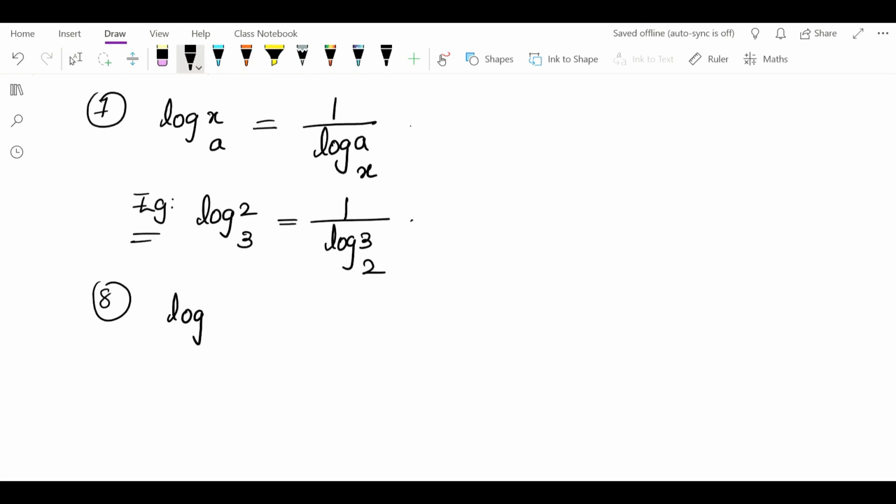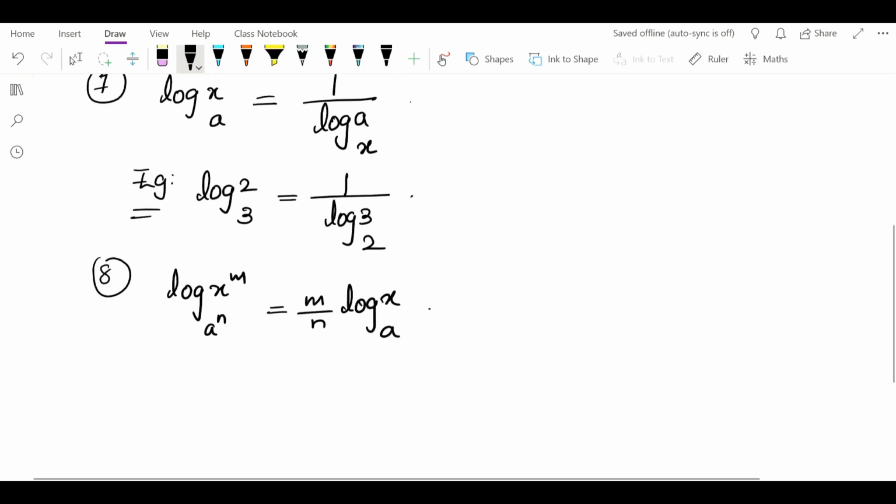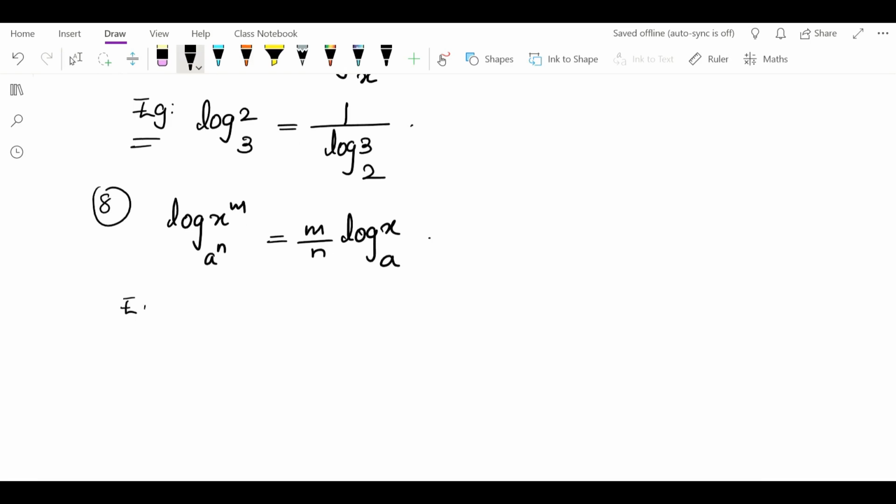The eighth property is log x to the power of m base a to the power of n is equal to m by n log x base a. Example, log 2 cube base 4 to the power of 7 means 3 by 7 log 2 base 4.